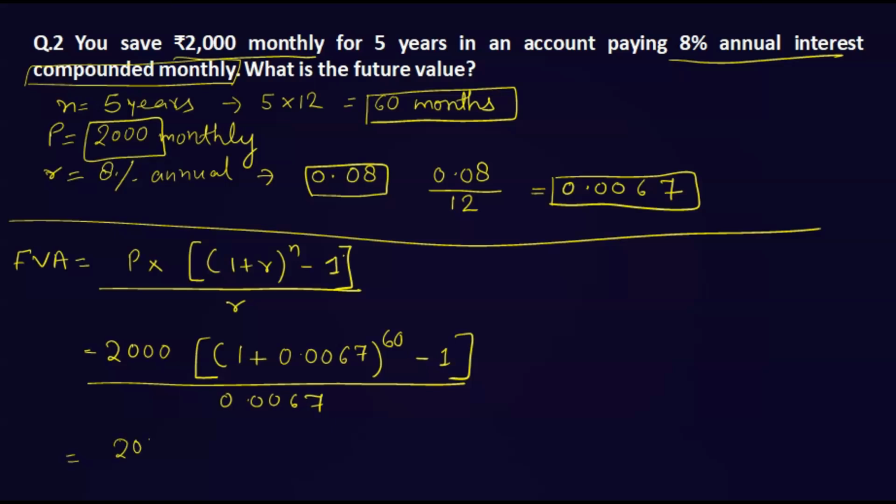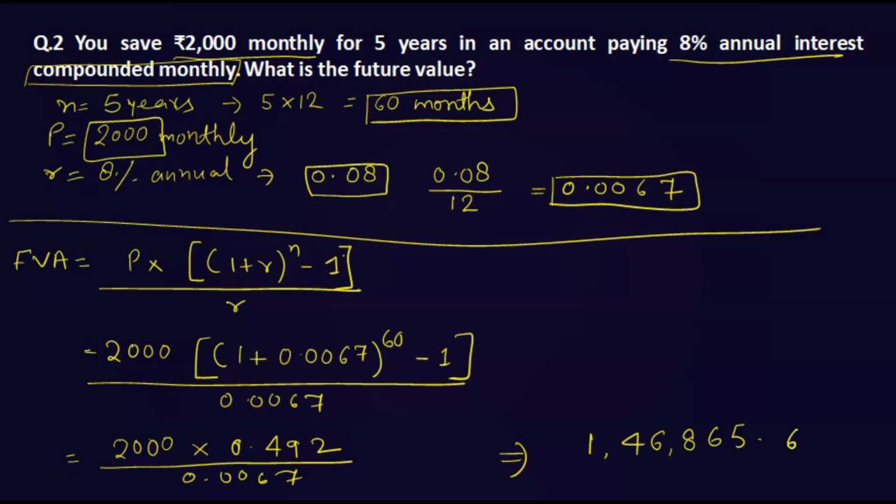Use the calculator. 2,000 multiplied by 1 plus 0.0067, which is 1.0067, to the power 60, and then minus 1, so you will get 0.492, divided by 0.0067. When you calculate it, the final answer will be 1,46,865.67 rupees. This will be the future value of the annuity.